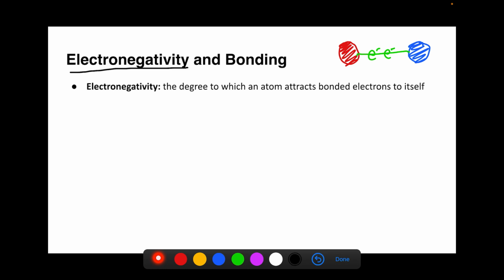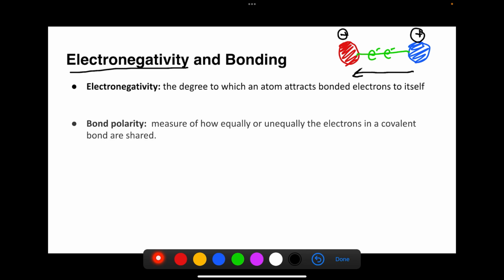Now imagine that the red atom has a higher electronegativity than the blue atom. That means the red atom will attract those electrons more strongly to itself. This will result in the red atom being surrounded by more electrons than the blue atom. Therefore, the red atom will have a partial negative charge, and the blue atom will have a partial positive charge. I would call this a polar bond because the electrons are unequally shared.